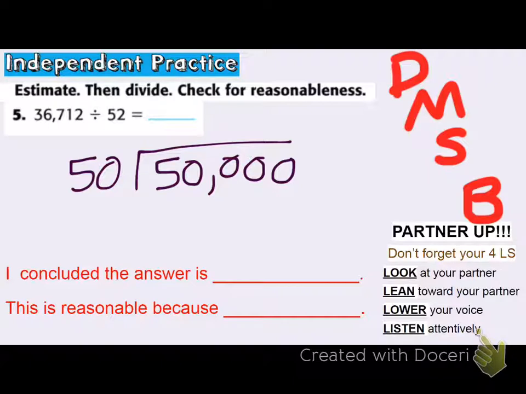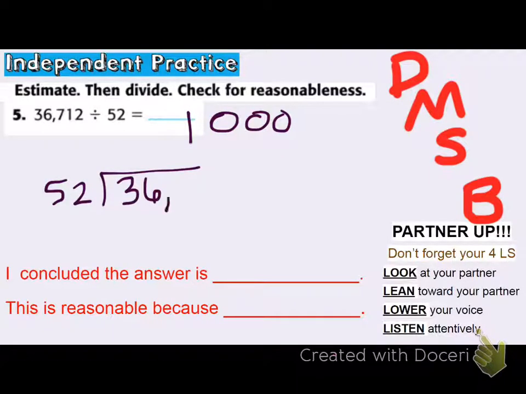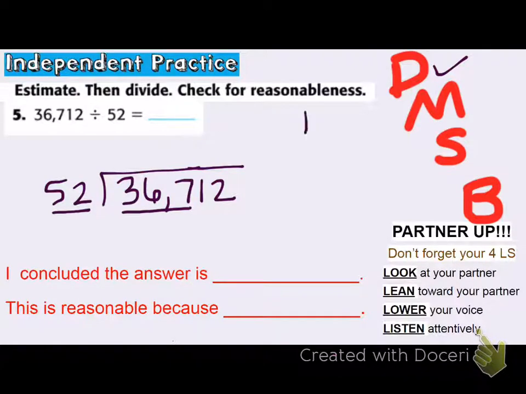And I know that 50 goes into 50 one time. And there's 3 zeros. So my answer should be close to 1,000. If I don't get an answer close to 1,000, then I know I better check it, just like I did that last problem. So 52 divided into 36,712. Let's go ahead and start with divide. Well, 52 divides into 367. I'm going to try 7 times. Let me go ahead and move this over so I have a little more room.